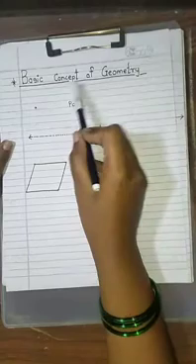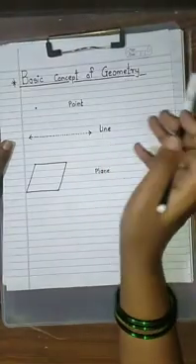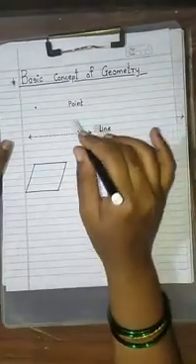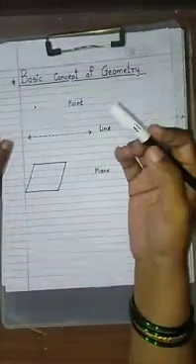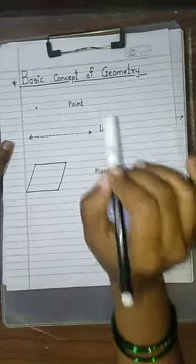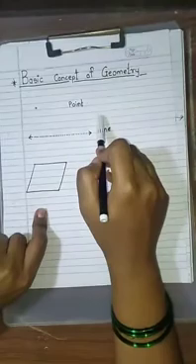Let us move on towards the next point, that is basic concepts of geometry. Now children, the basic concept of geometry begins with the point. Now what is a point? Point is made by a sharp tip of a pencil and it does not have any area.